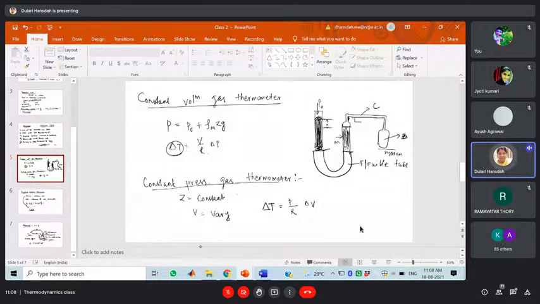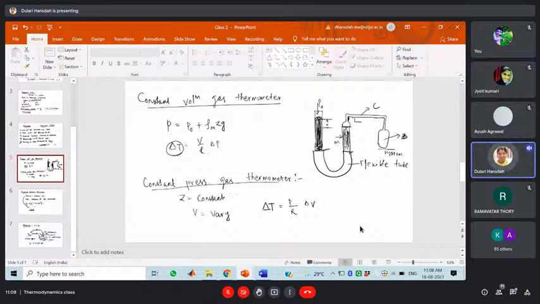Here you can see a flexible tube is used. These are the two limbs, connected to the capillary tube, and this one, B, is the bulb inside which we have some amount of gas. One side of the limb is open to the atmosphere, and we can say it is one limb of your manometer.